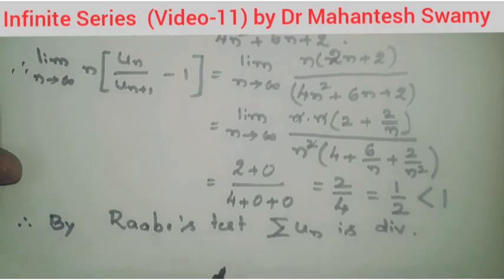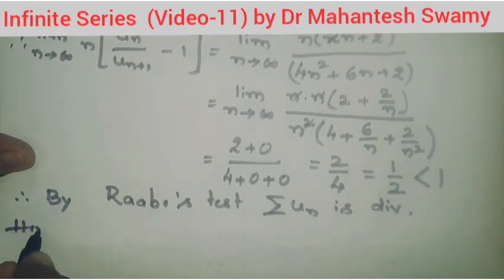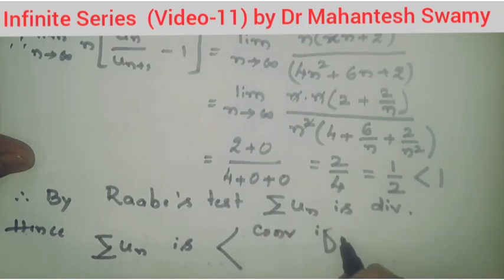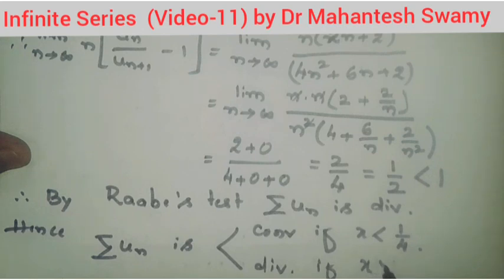Therefore, we can now conclude at the end. Hence, summation un is convergent if x is less than 1 by 4, that we have obtained from the ratio test, that is 4x less than 1 or x less than 1 by 4, that I have shown you, and it is divergent. From the ratio test we got x greater than 1 by 4, and here for Raabe's test x equal to 1 by 4 also we got the divergence as the nature of the given series.